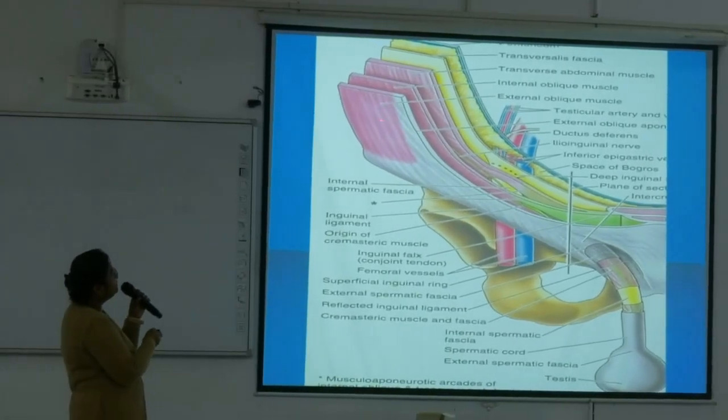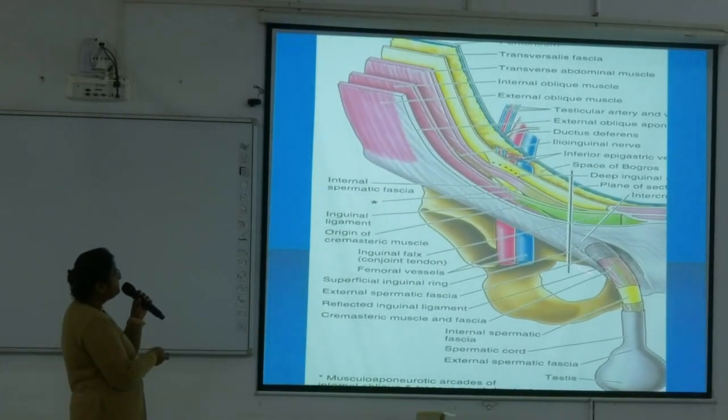See, this is the external oblique muscle. The aponeurosis of the muscle is forming the anterior wall. Then the internal oblique and transversus abdominis are forming the roof, then forming the posterior wall. In the lateral part, the internal oblique is forming the anterior wall. But in the medial part, these two muscles join together, forming the medial part of the posterior wall.